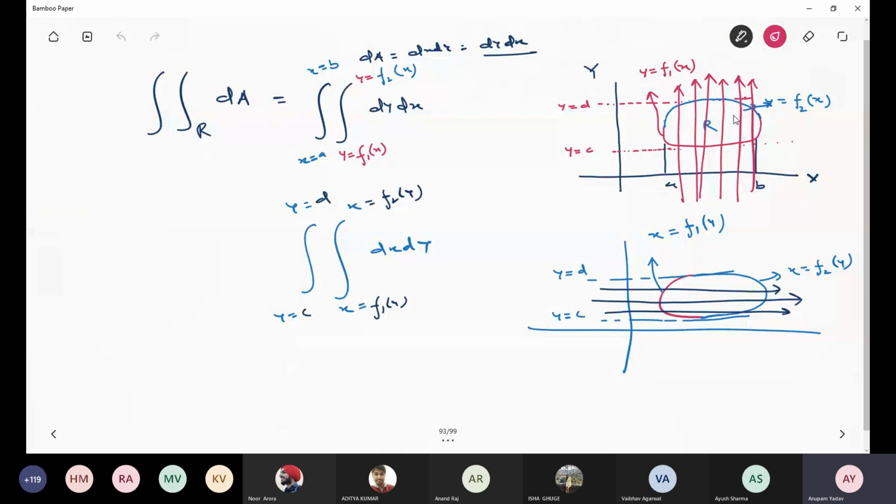ये इस तरीके से मैंने आपको सिखाया था ना कि जो भी टोटल रीजन है, you try to imagine many arrows and then try to figure out what is the lower bound, means what is the curve from which these arrows are entering in this region and what is the curve from which these arrows are coming out of this region. Okay, so the curve which is entering curve, that would be the lower limit, and the curve which would be exiting curve, that would be the upper limit.